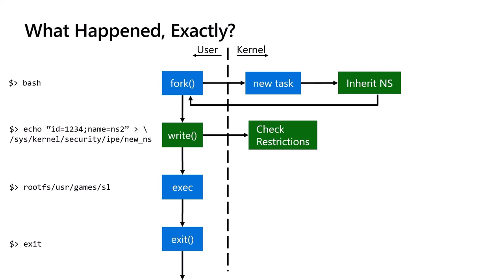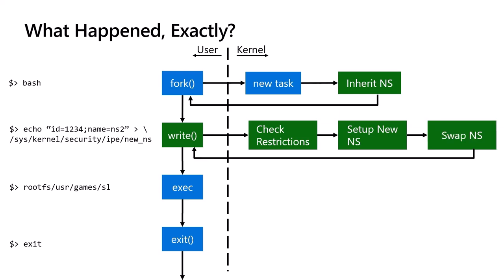When we call write, which is a brand new part of our system call, we just check the restrictions on the current namespace. So, are we allowed to create namespaces of ourselves, other things like that? Is it required to have a policy? Things of that nature. And then if that all succeeds, we set it up, we allocate, we do all the fancy stuff that we need to do to make sure that we're going to start in a good state. After that, all we do is swap the two regions of memory on the task. So, hey, the current task now gets a slightly different namespace.